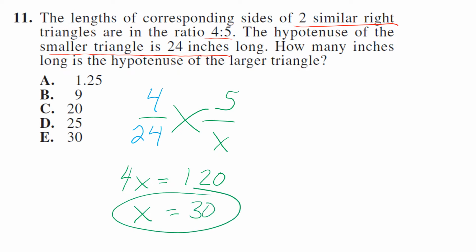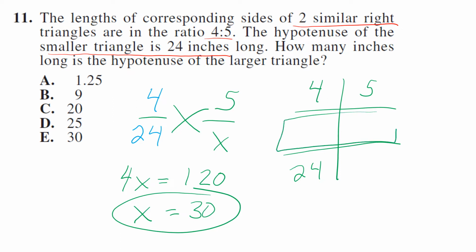Another way to do this would be using a ratio box. So we have 4, we have 5, right? So this is a way to do lots of ratio problems. And so we have 24 as the smaller triangle. So to get the constant, it's going to be 24 divided by, not 6, divided by 4, right? 24 divided by 4, because what's on top is going to equal 6. 24 divided by 4, and that equals 6.